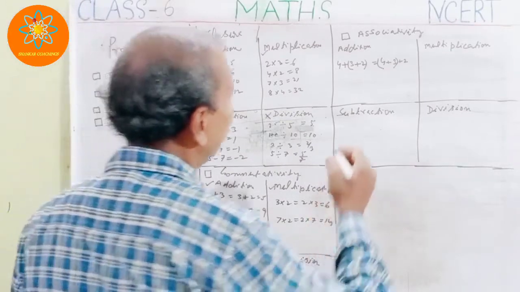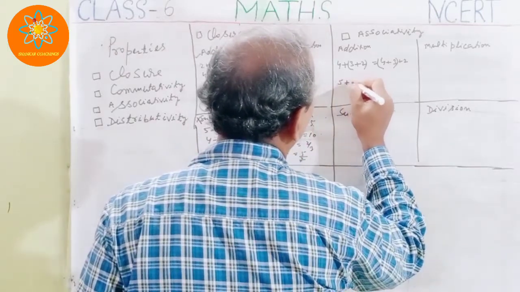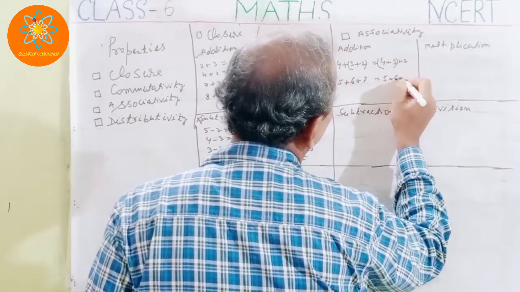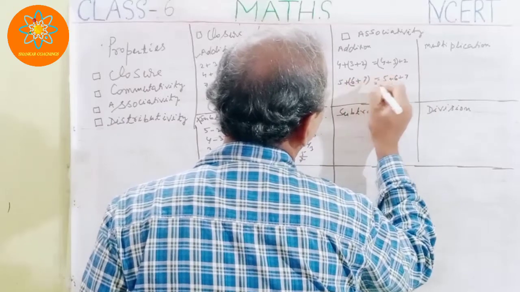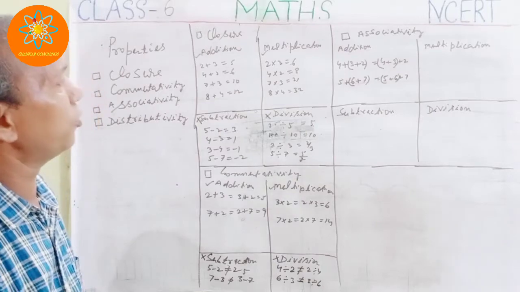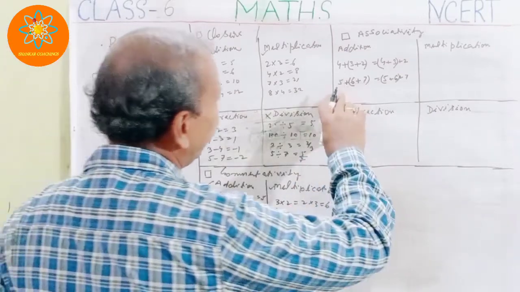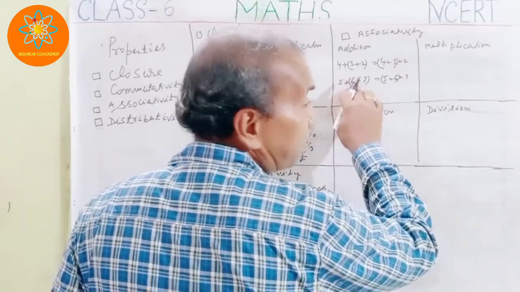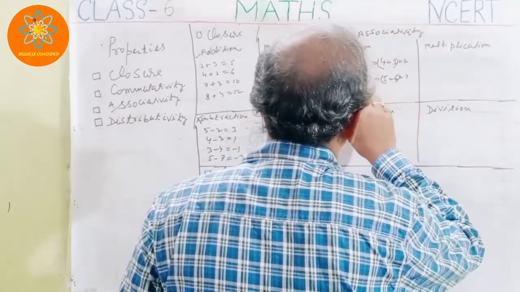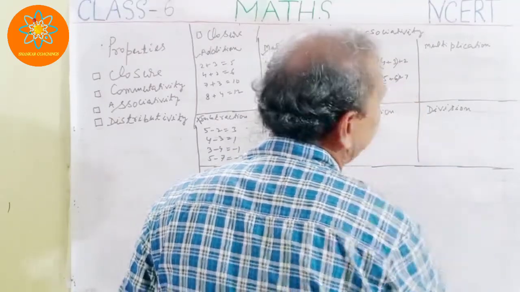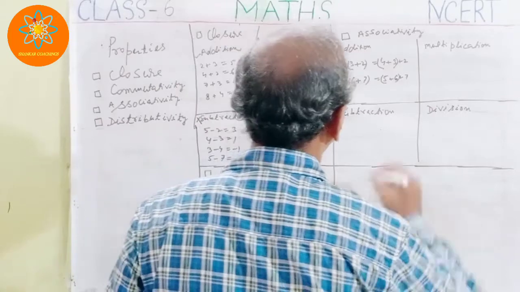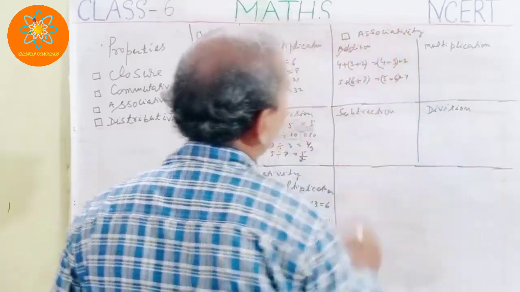I'm taking one more example. Let's suppose 5 plus 6 plus 7. Here also 5 plus 6 plus 7. 6 plus 7 and then 5 plus 6. So for addition, is the associative property true or not? You see here for the left hand side how much? 6 plus 7, 13 plus 5, 18. Here 5 plus 6, 11, and 11 plus 7 is equal to 18. Okay. So for addition, the associative property is true.